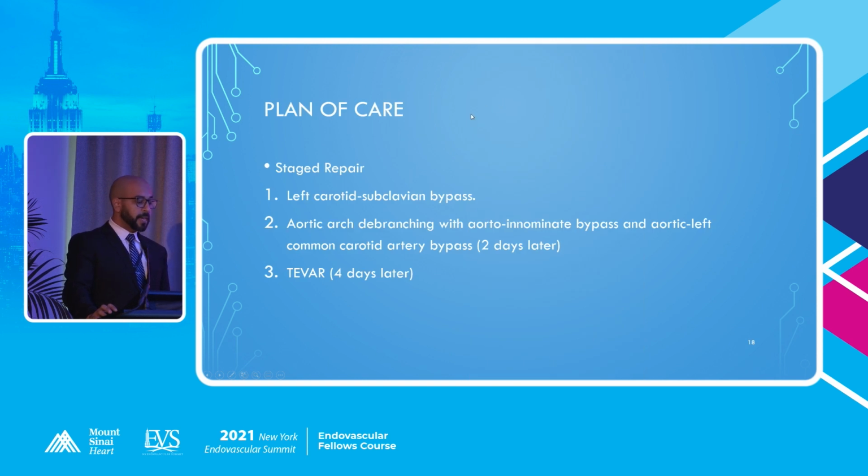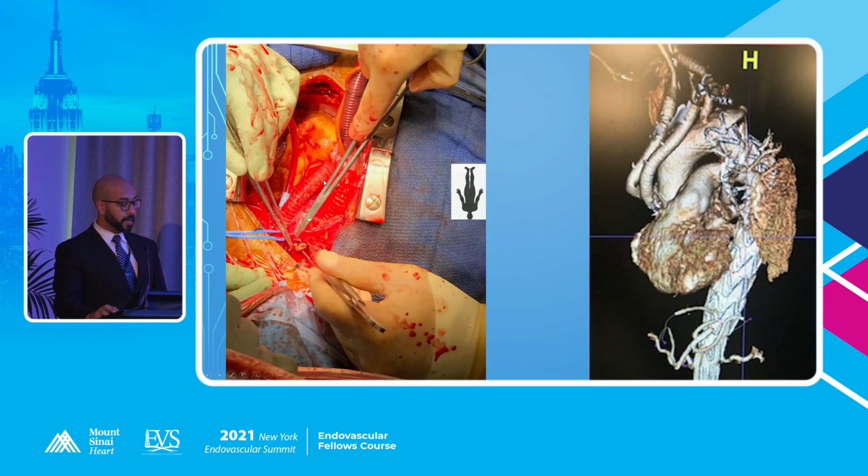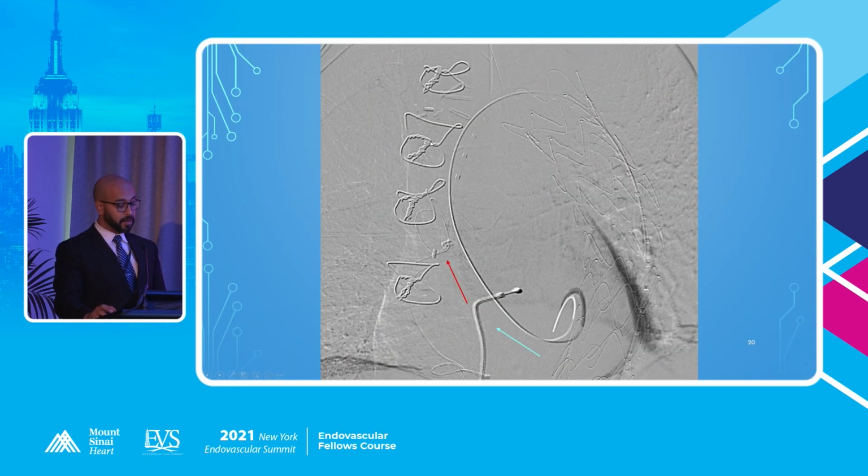And so we made a plan of care between ourselves as well as our cardiothoracic surgery colleagues. And we made it a staged repair, starting with the left carotid subclavian bypass. And then we took the patient for an open aortic arch to innominate bypass. And so once we had that bypass completed, you can see this on the right side of the screen on the 3D reconstruction. Right off of the arch is where we get the innominate and the carotid artery.